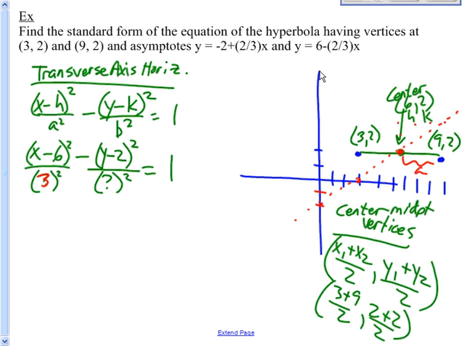The other one's at 6 minus 2/3 x. So our y-intercept is 6. And then I'm down to right 3. Down to right 3. 1, 2, 3. Down to right 3. You notice again through the center. Down to right 3. Okay. You kind of see that there.